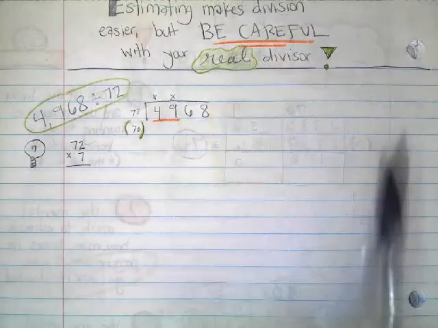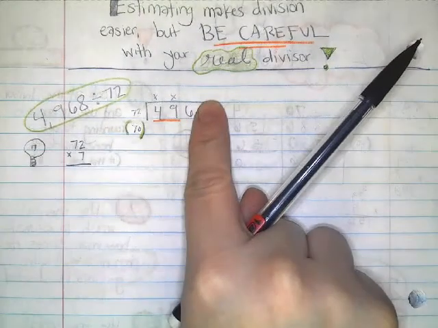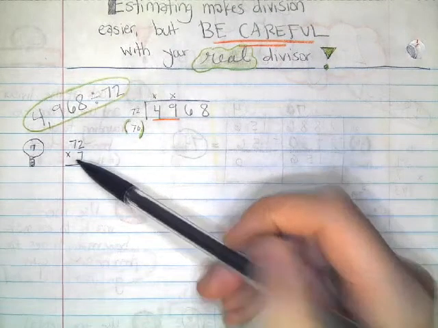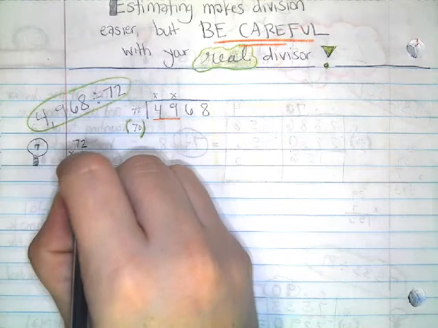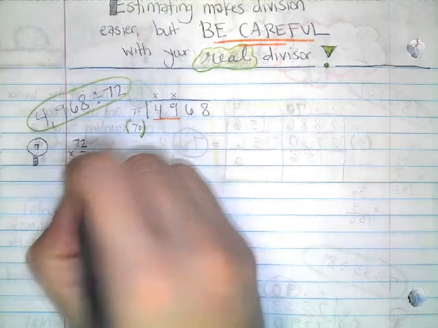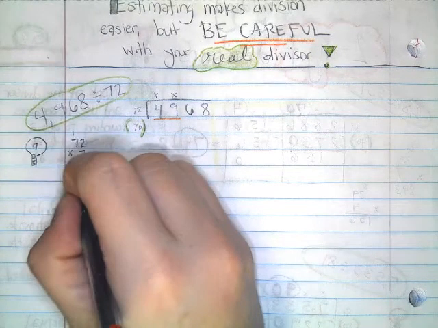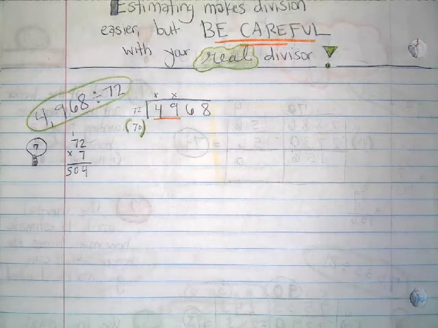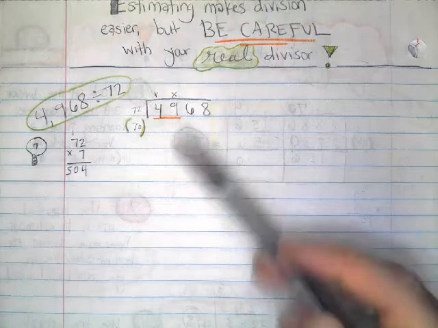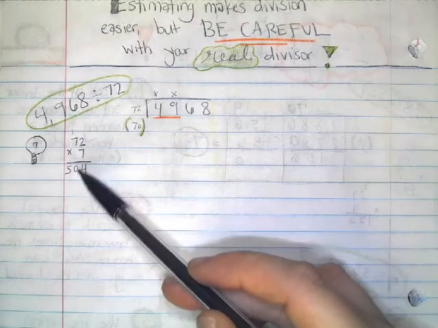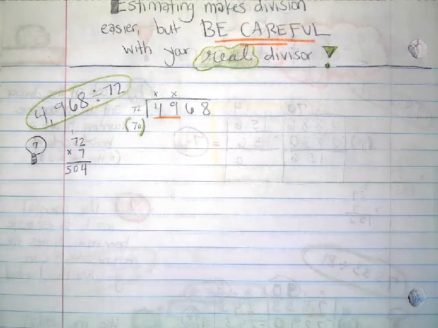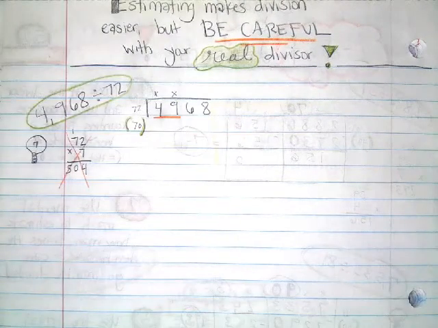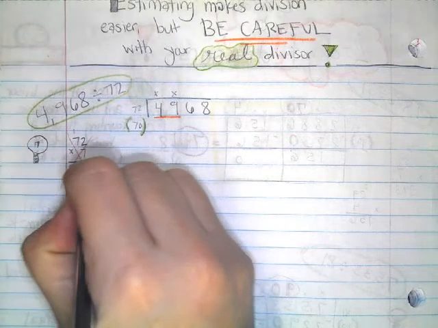And we're going to make sure that when I do 7, it is not more than 496. If it is more, then we estimated too high and we'll have to change this and multiply it by something else. Uh-oh, it's more. You can't get 72 into 496 7 times because that's 504. So let's go ahead and put a red X or an orange X through that. And we're going to write too high.